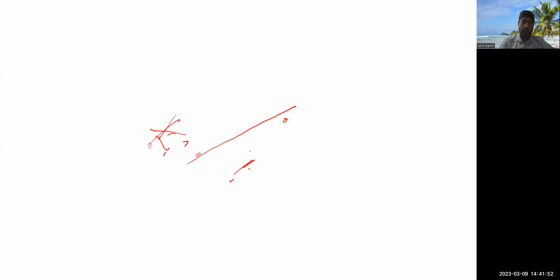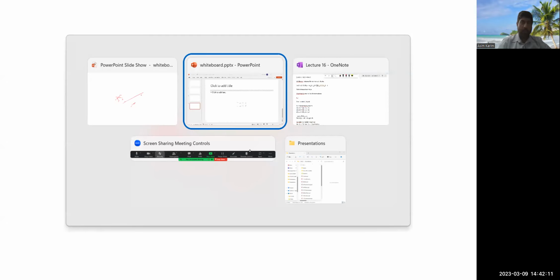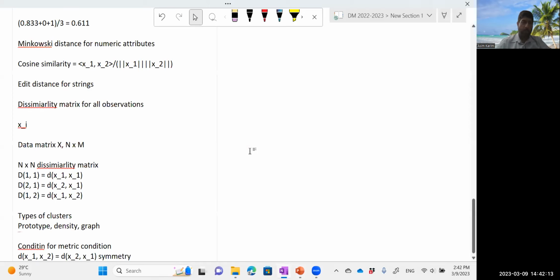So typically clusters according to this categorization are of 3 types: prototype based, which is the most common, and then we have density based, which is also used, and then graph based, which is also used. तो ग्राफ और क्लस्टर्स आप इस तरह डिफाइन कर सकते हैं.